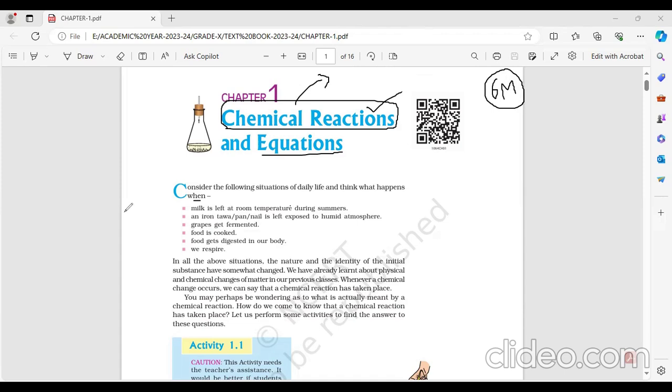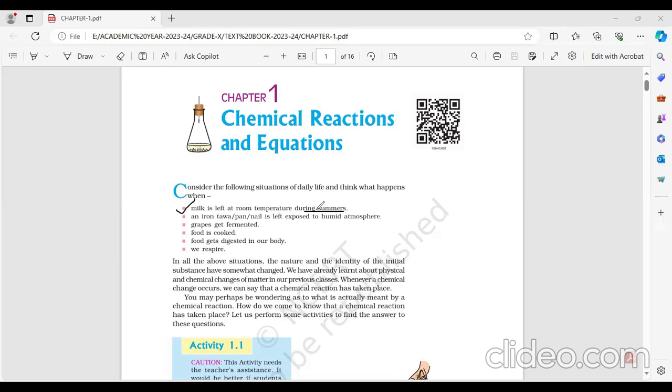Now, the first example is given: milk is left at room temperature during summers. So what happens when the milk is left at room temperature during summer? One thing you should remember is that the taste will change, right? The taste of the milk changes into sour, or sometimes the milk may spoil also. It may get spoiled. Okay, so the taste changes.